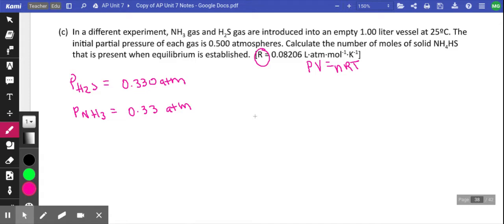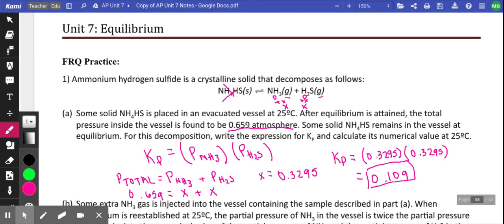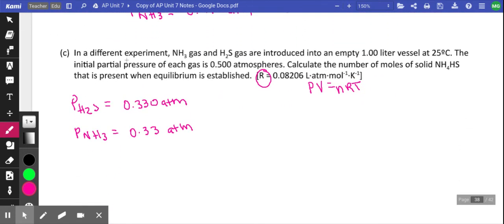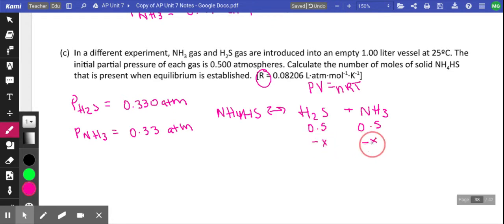Okay, so if I insert these numbers into a RICE table for this reaction, I know that my reaction has this NH4HS, and that's the solid that they're asking me about here, in equilibrium with my H2S and my NH3. Initially I've got this pressure of 0.5 for each of my gases here. I know that they're both going to decrease by an X here. Why are they decreasing? Well, I'm starting with the reactants this time and figuring out how much product is being produced here.